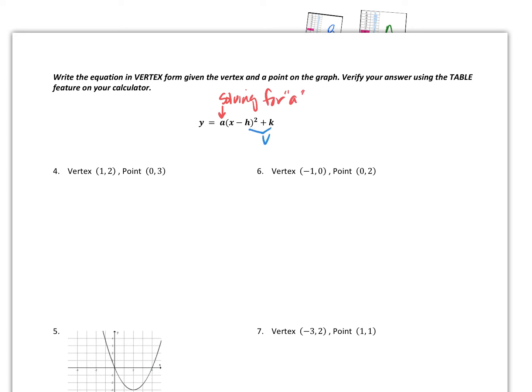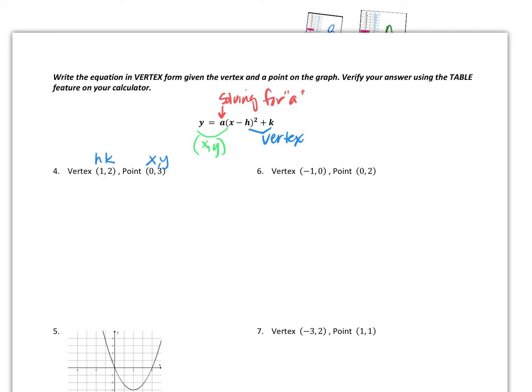Remember, h and k are my vertex. And today they're going to give me the vertex, and they're also going to give me an x, y coordinate. And we're going to plug those in for x and y. So let's try one of these. Number 4 says, my vertex is 1, 2, so h, k, and my point is 0, 3, so x, y. So I'm going to plug it into the formula.